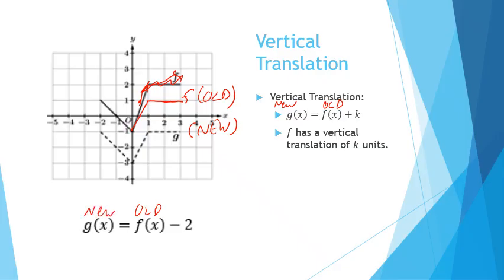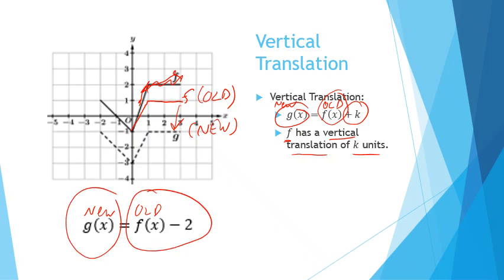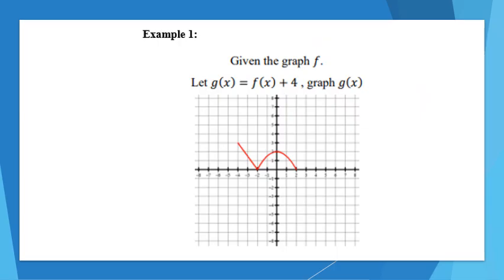So if we have a vertical translation, we take the old graph and we move it up or down k units. Then that gives us our new graph. So f of x has a vertical translation of k units if it's plus k. All right? So here, this one is shifted down 2 units. So our old graph moved down 2 units will give us our new graph, which is that g graph right there. So let's practice this, right?